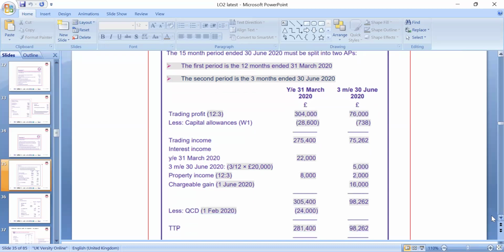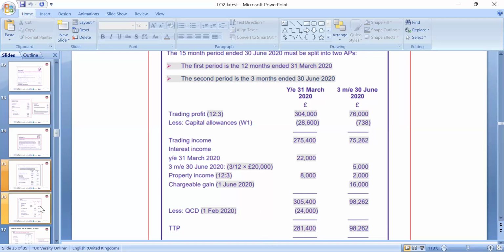Trading income less the interest income, which we can do the proportion for, because if they're deducted at source or any interest. And property income we have, and then chargeable gain. So please, you can total the qualifying period, the qualifying capital allowance, and then we can find how much the trading profit we have.